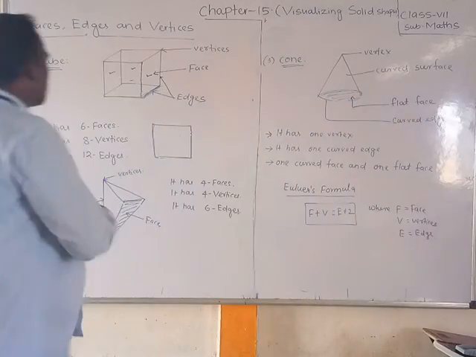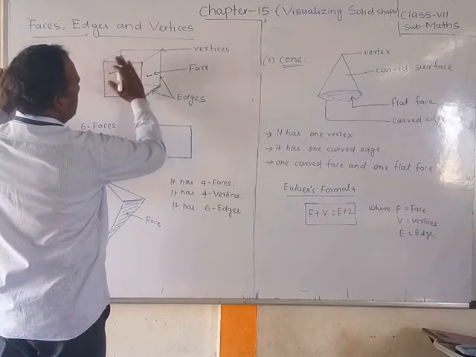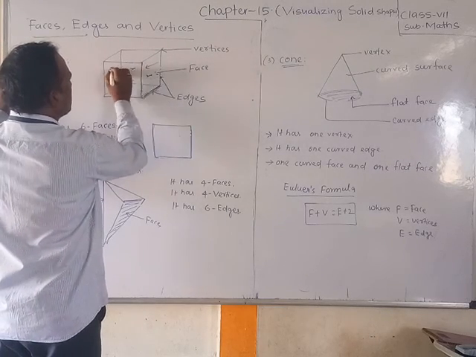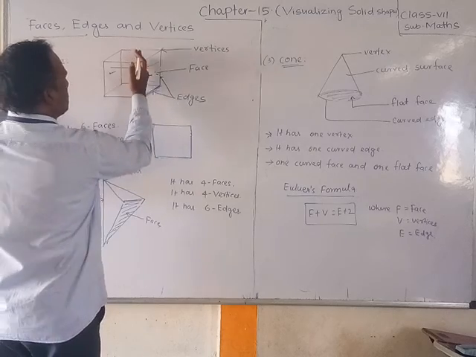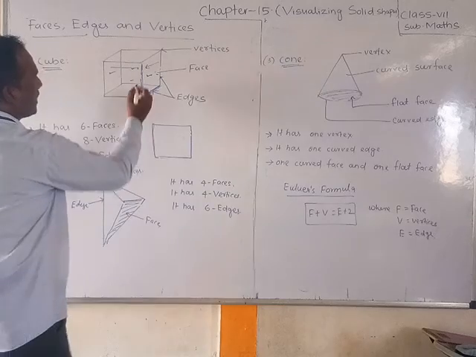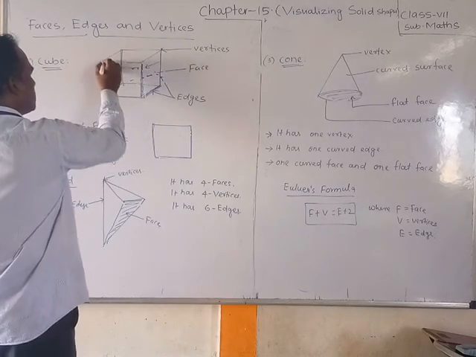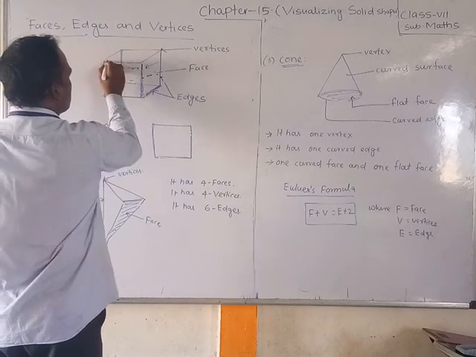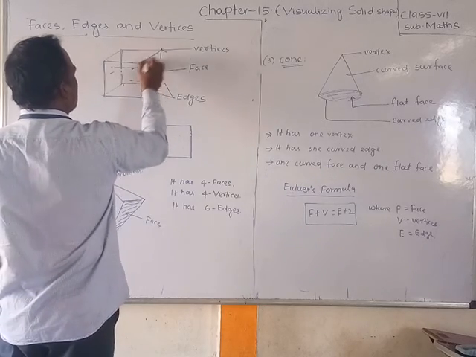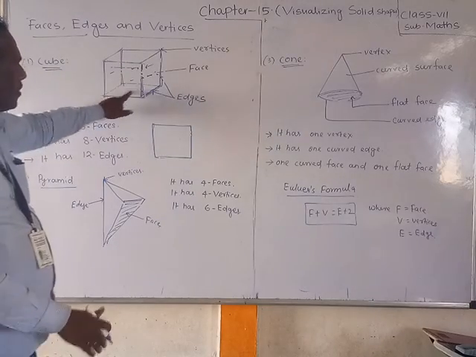Look at here, friends, the 2 faces. This is one face and this is one face. So these faces meet at one line. This line is called the edge. This is one edge, this is one edge, this is one edge, and so on. So these are all the edges. Whatever lines I have drawn now, these are the edges.